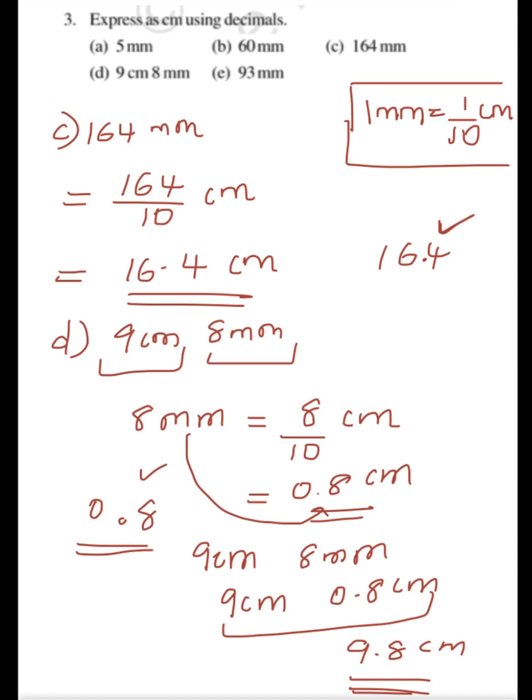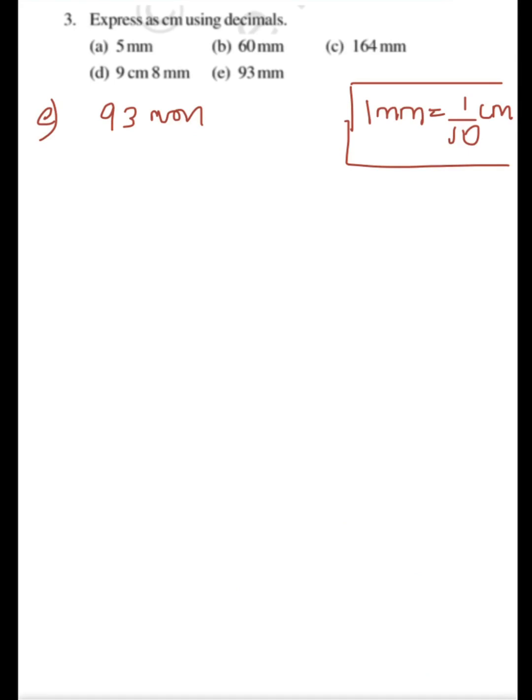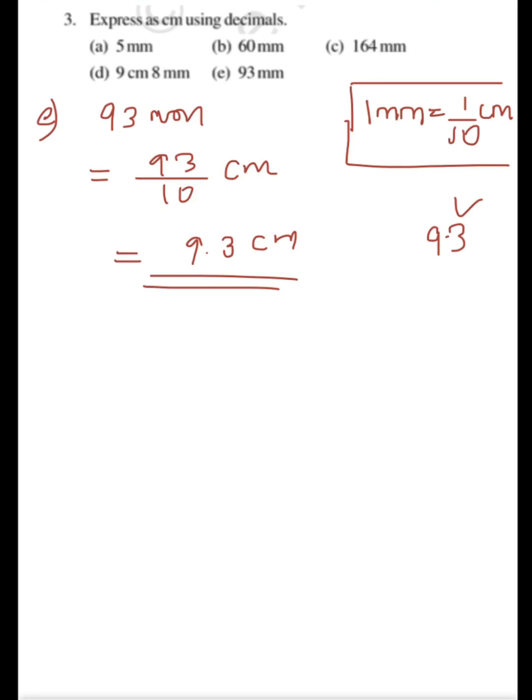Now let's see E. So 93 millimeter is E. In order to convert it into centimeter, you have to divide it with 10. So 93 divided by 10 means what? After the decimal point there should be only one number. 93, only one number. So decimal point will come here. So our answer will become 9.3 centimeter, which is our answer. Okay. So this is all about the third question.